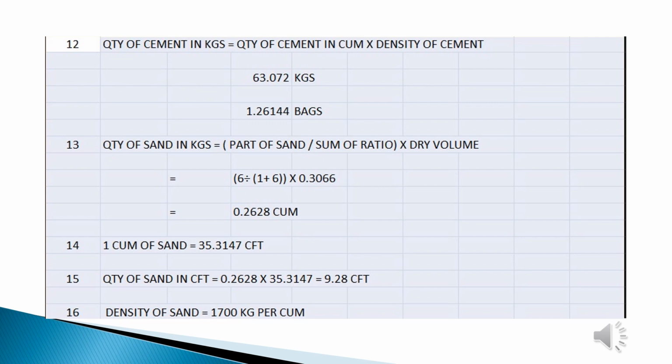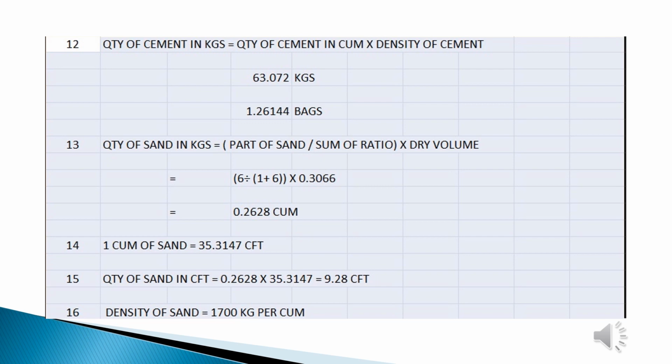Now quantity of cement in kg. Quantity of cement in cubic meter multiplied by the density of the cement, we get the quantity of cement in kg. So density of cement is 1440 kg per cubic meter. Putting the values in the formula, we get quantity of cement in kg, that comes around 63.072 kg. Converted into bags, 63 kg divided by 50 kg, so it comes to 1.261 bag.